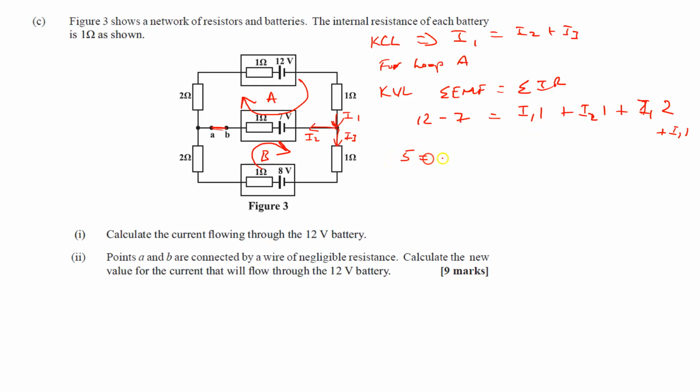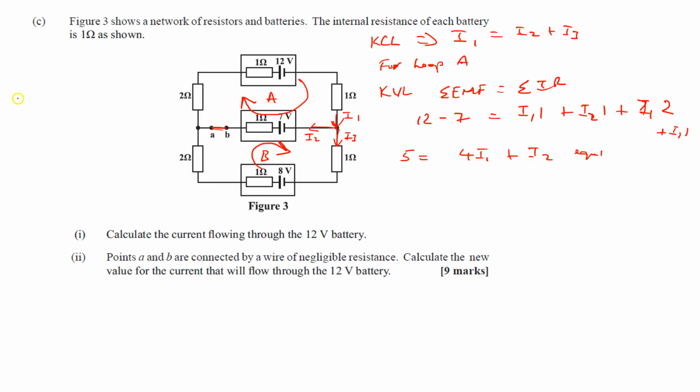By just simplifying this, we can get 5 is equal to 1 I1 plus 2I1, that's going to give us 3I1, plus another I1 that gives us 4I1. So 4I1, right, plus I2 is equal to 5. So that's the first equation that we're going to hold on to.